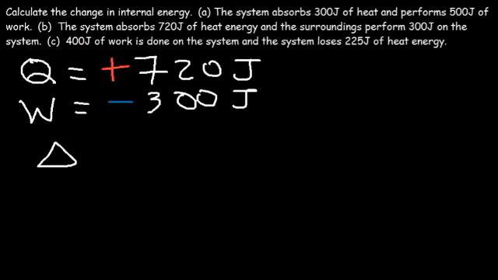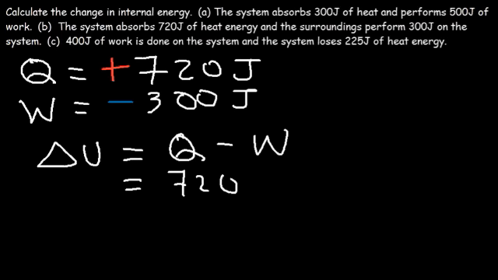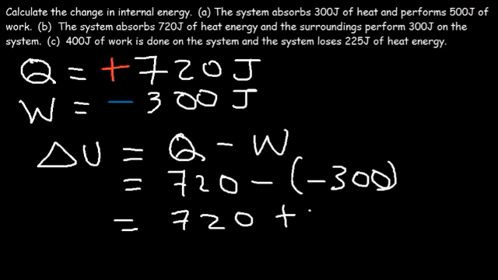So using the equation delta U is equal to Q minus W, it's going to be 720 minus negative 300, which is the same as 720 plus 300, and that's equal to 1,020 joules.